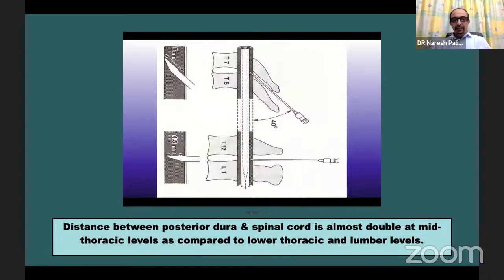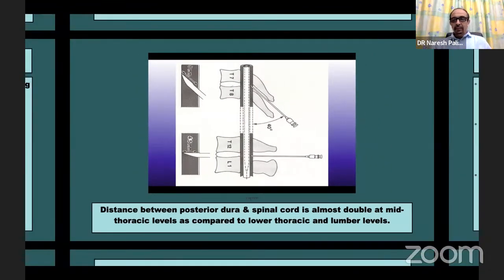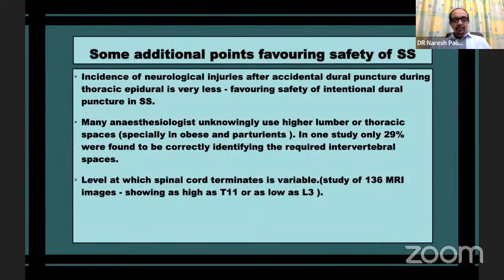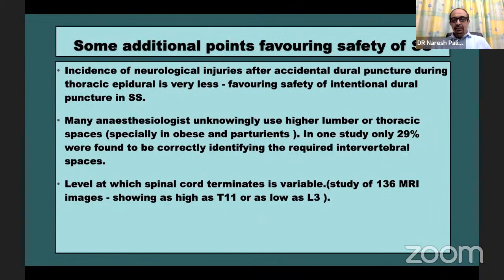The incidence of neurological injuries after accidental dural puncture during thoracic epidural is found to be very low. And many anesthesiologists unknowingly use high lumbar or thoracic spaces for giving spinal, especially in the obese and parturients. And the level at which the spinal cord terminates is also variable.